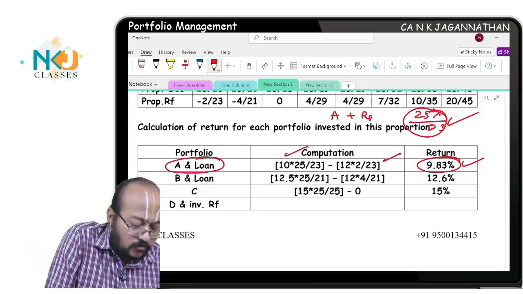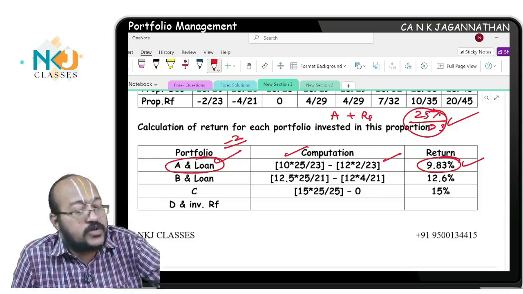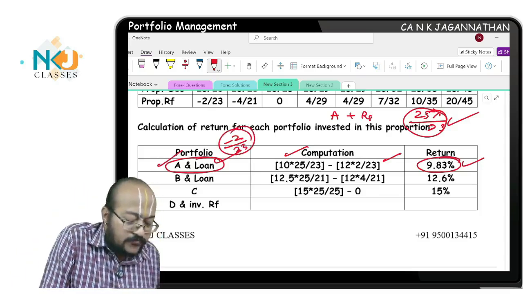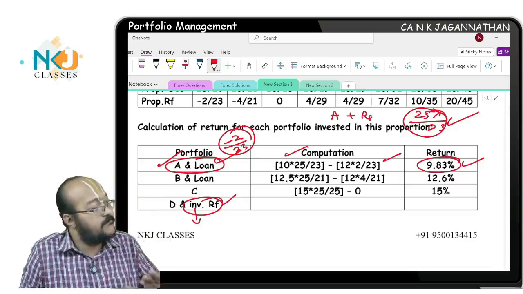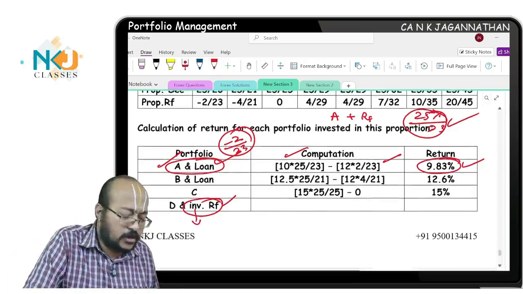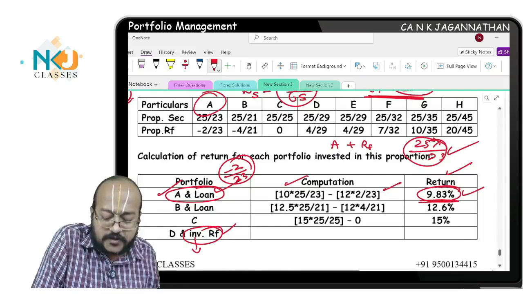So A and loan. Why have I given loan? Wherever your capital is not sufficient, you will borrow. So minus 2 by 23 weightage, hence loan. If there is investing, I call this investment, INV, investment in RF. Okay, all these things we will compute. So again, this is for security A and RF. Portfolio return comes to this much, 9.83.